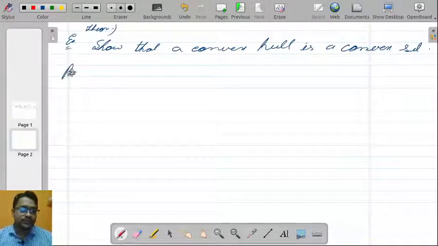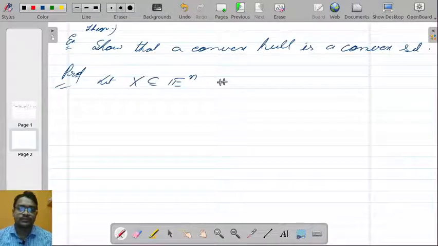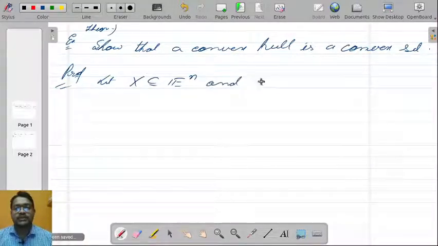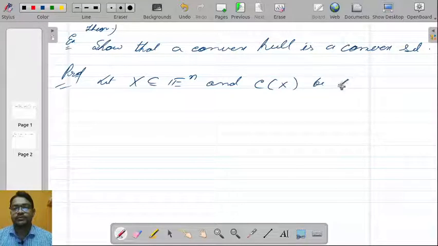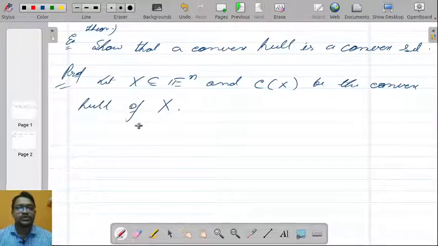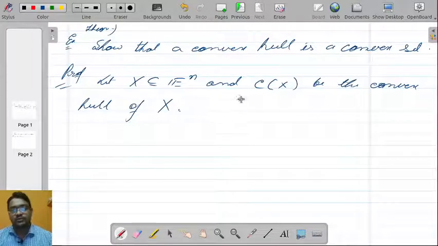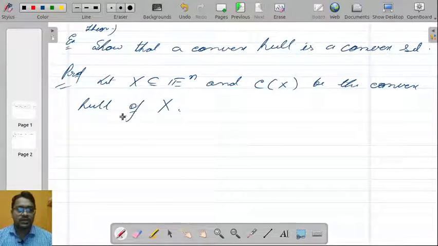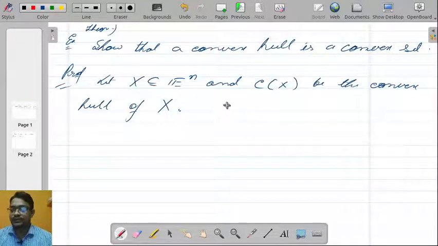So how to show this? The proof or solution is this. Let X be a subset of E to the power n, and C(X) be the convex hull of X. So we have to take 2 points from C(X) and show that the convex combination of those 2 points is a point inside C(X) only.